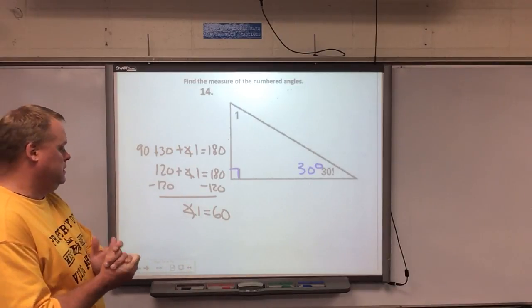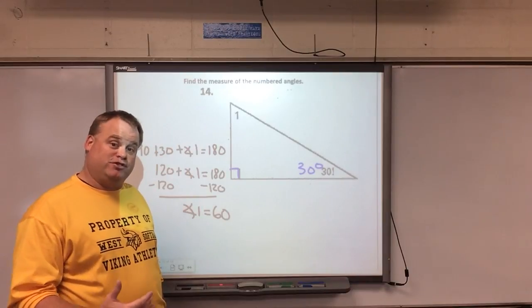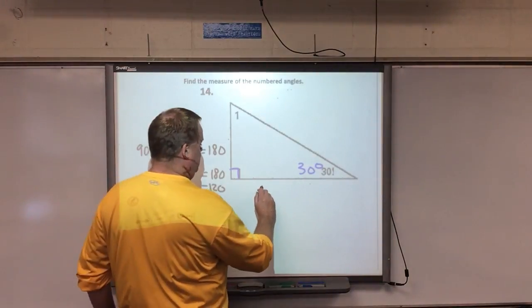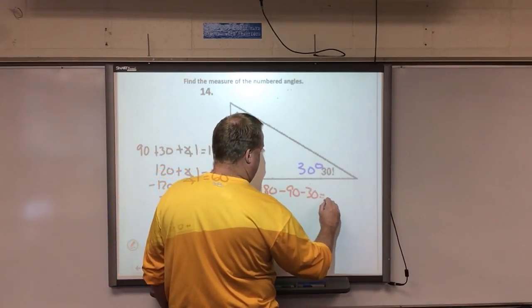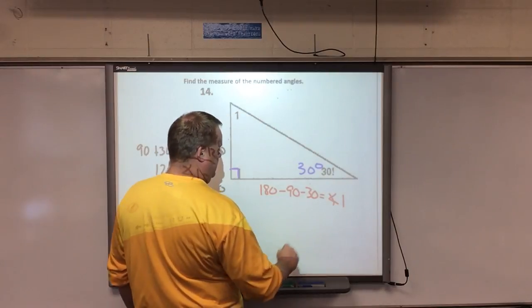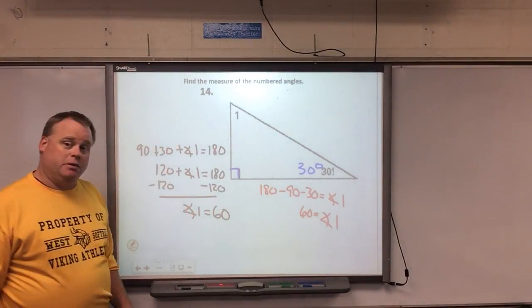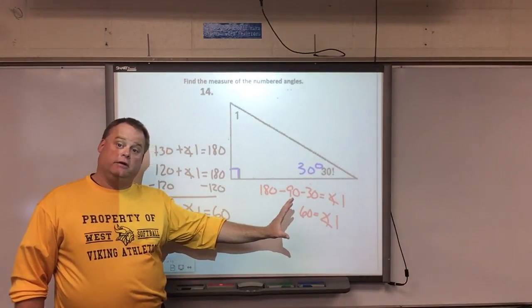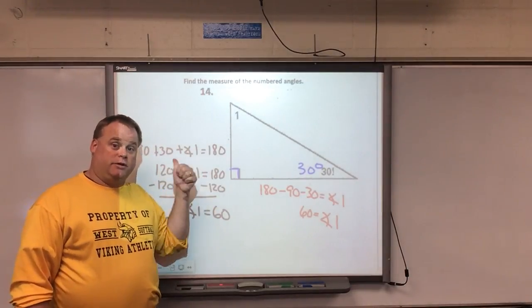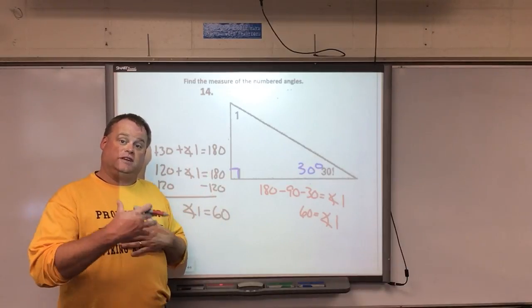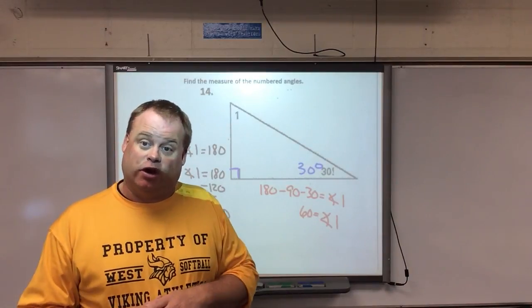Alright. If you like the other method better, and this is your second chance, I could have gone 180 minus 90 minus 30 equals angle 1. And that becomes 60 equals the measure of angle 1. Just remember, that's the way I would do it in a calculator, and it's pretty easy, okay? This is when the math gets a little bit harder, when we get multiple variables and variables in addition to numbers and expressions and all that. That's the way we're going to have to do it.